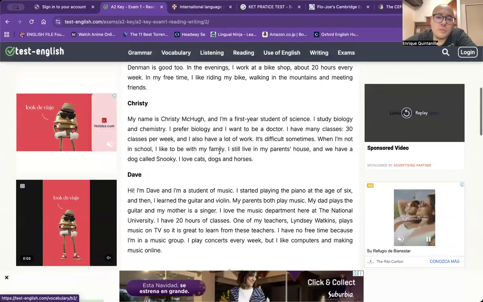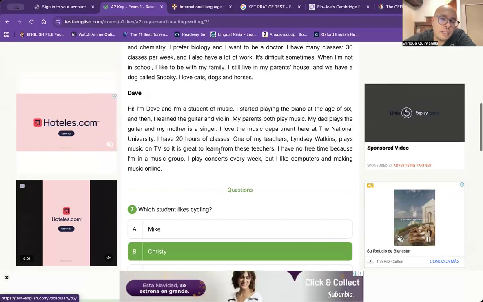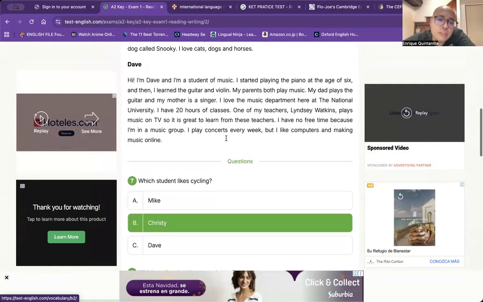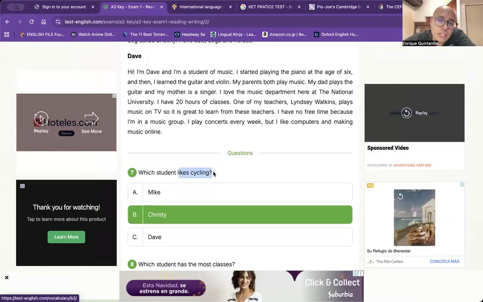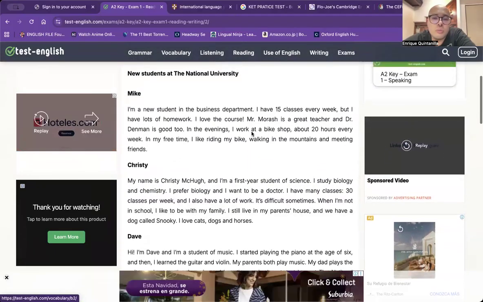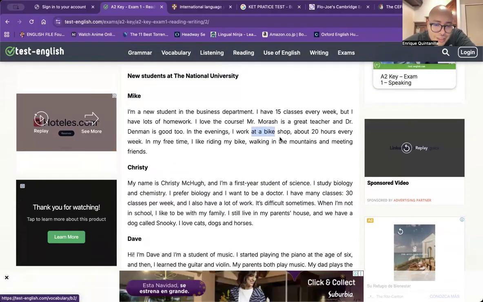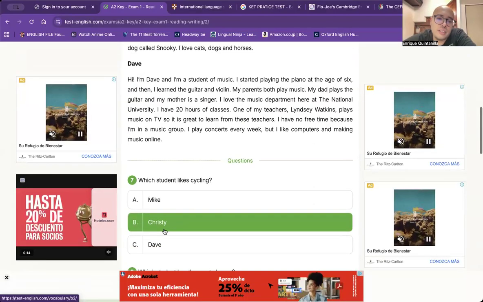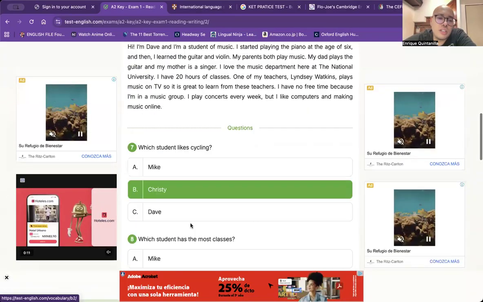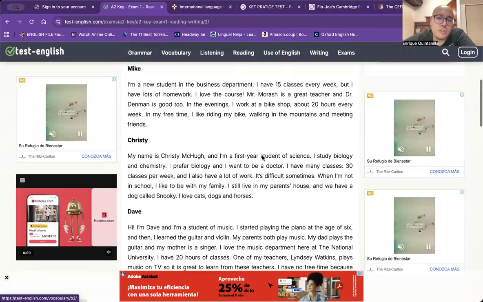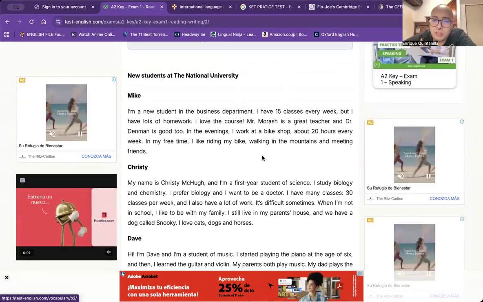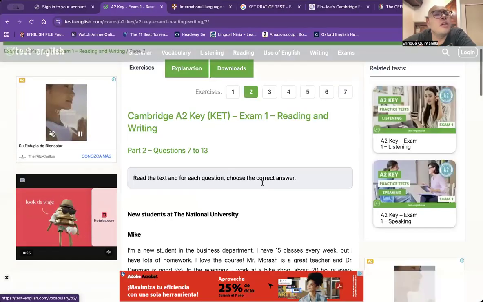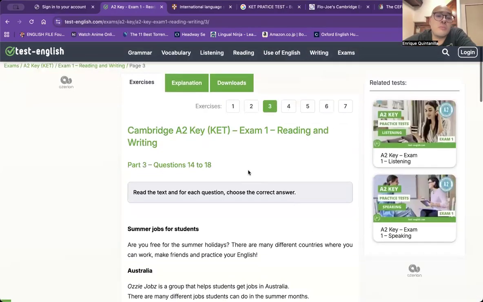So what you have to do is go back, reread the text, and find the answer about, for example, who likes cycling. One person is going to mention cycling, yeah. You're not going to find the exact words. It says here, "I like riding my bike." And so the answer would be, in this case, Mike. So this is basically it. You have to identify similar ideas, and the other texts are going to be the same.